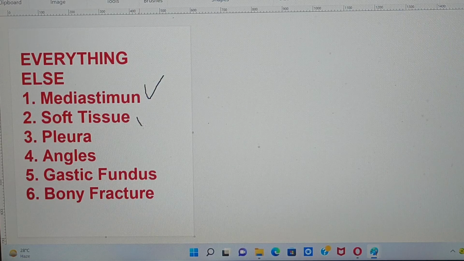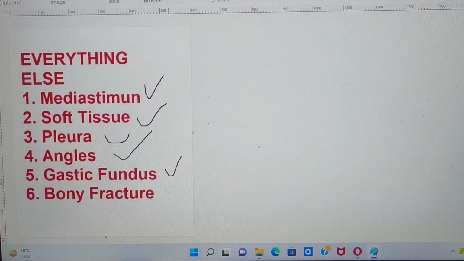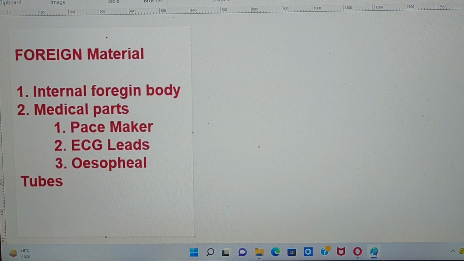Then you must see the soft tissue for any soft tissue mass, benign or cancerous. Look for pleural thickening or pleural mass. Angles must be seen to check for pleural effusion. Then you see the gastric fundus: is it placed at the normal side or at an abnormal side? In the case of herniation, you will find bowel loops in the thorax. Then look for any bony fracture. It is very important to see the bones.